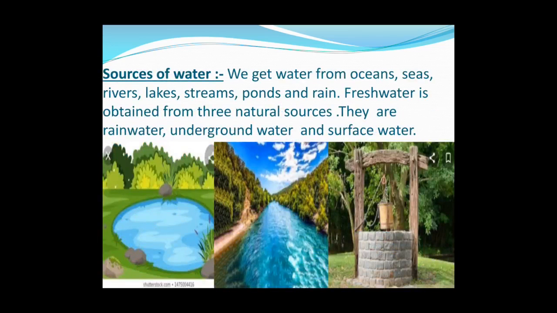Sources of water. We get water from oceans, seas, rivers, lakes, streams, ponds, and rain. Fresh water is obtained from three natural sources. They are rainwater, underground water, and surface water.